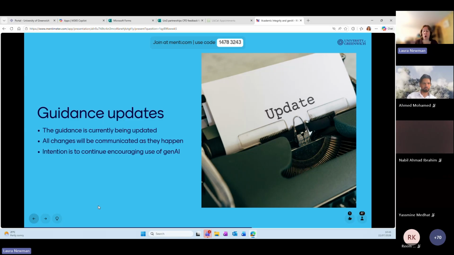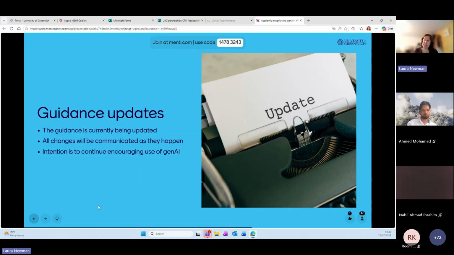So I think they are hoping to have that new guidance live for the start of the next academic year, so kind of September, October. But the intention is very much that it will still be encouraged for students and staff to use GenAI, but the guidance will just be slightly more detailed. That's all. So like I said, once that is updated, we will make sure that that is shared with you. But in the meantime, the intention is still very much the same, that we encourage the use of it as long as it is done appropriately and ethically.